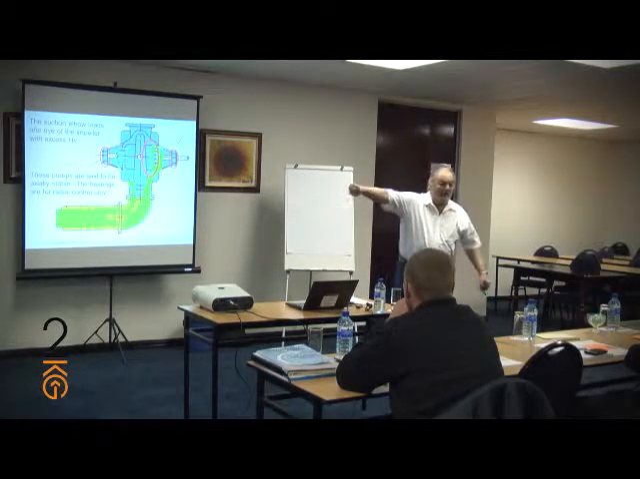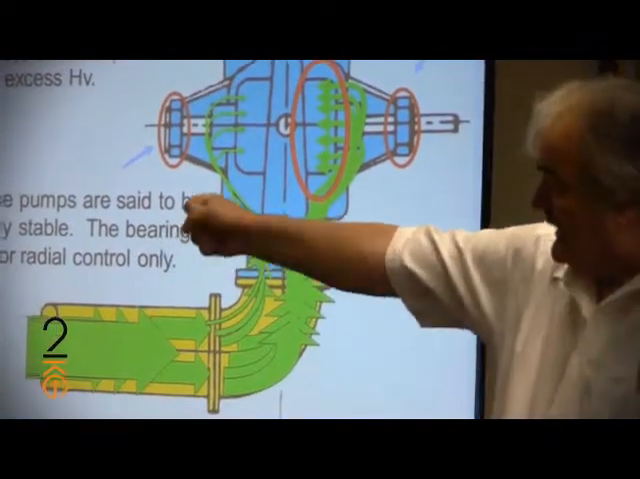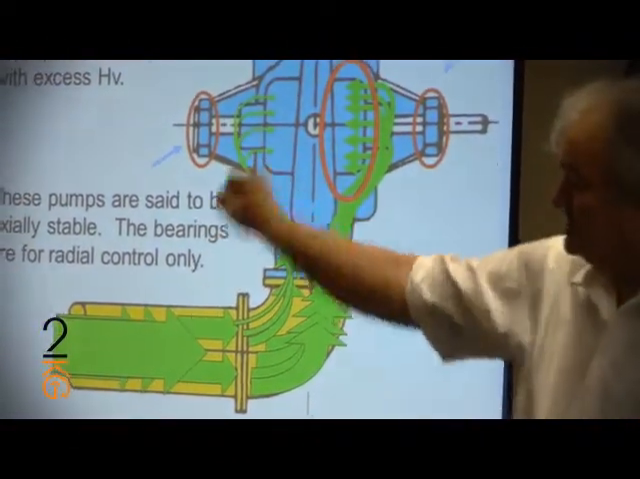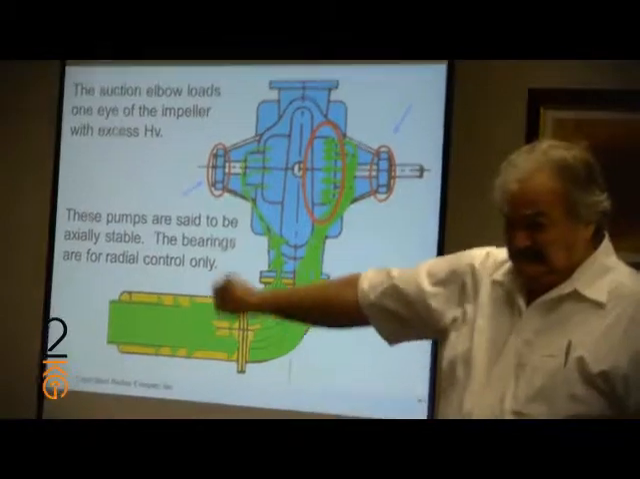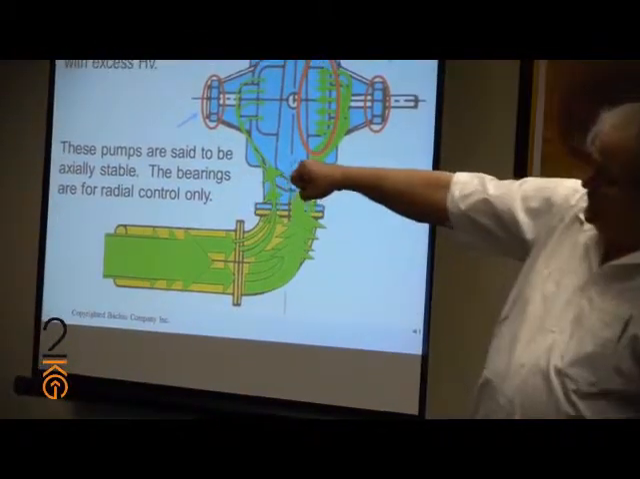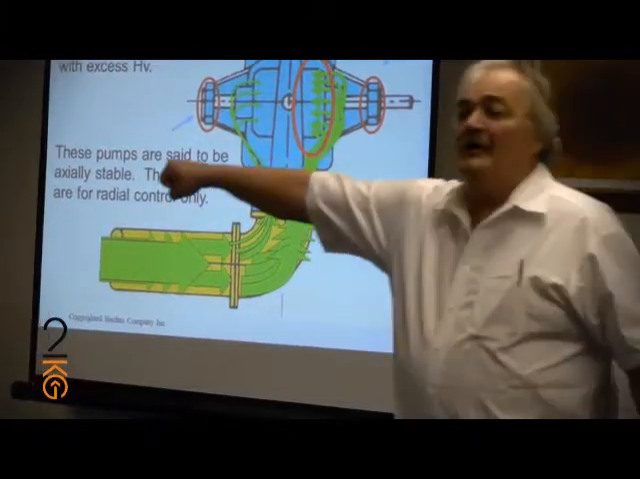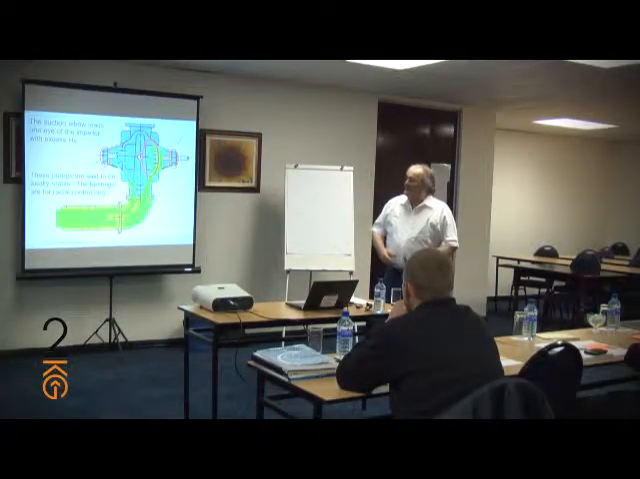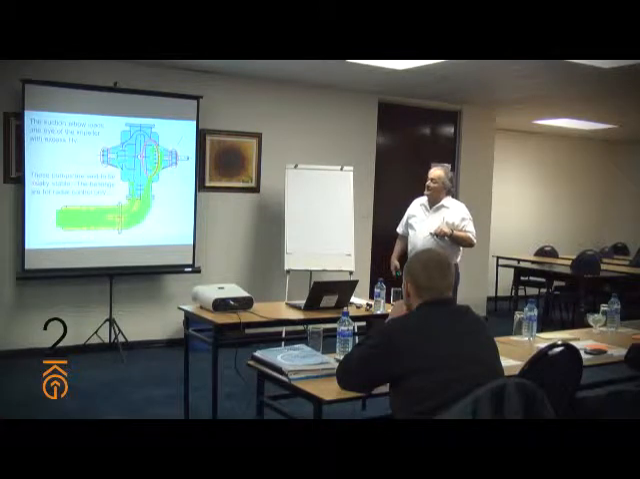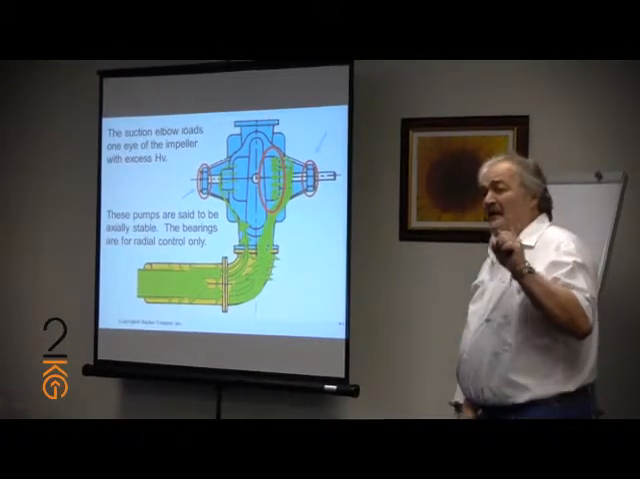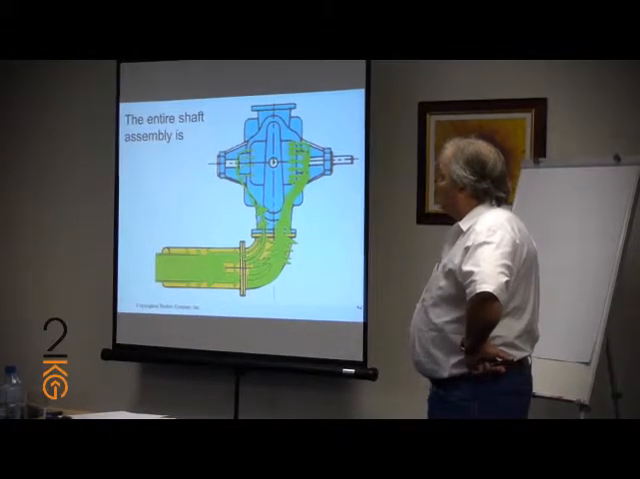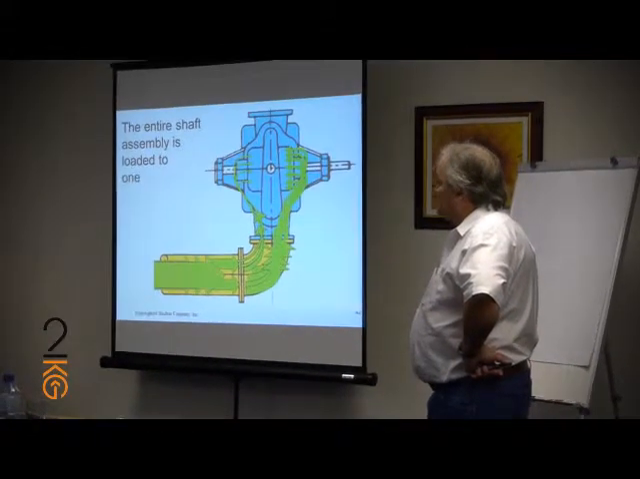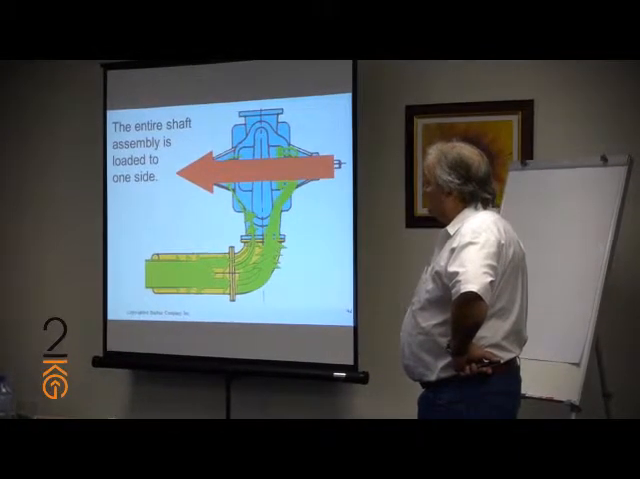Now, watch my arm as though it's a pump shaft. And the shaft rotates. If the shaft moves in this plane like this, it is called radial play or radial movement. If the shaft moves in this plane, this is called axial movement. So these pumps are said to be axially stable. These bearings are for radial control only. The entire shaft assembly is loaded in the opposite direction because of excess velocity head.